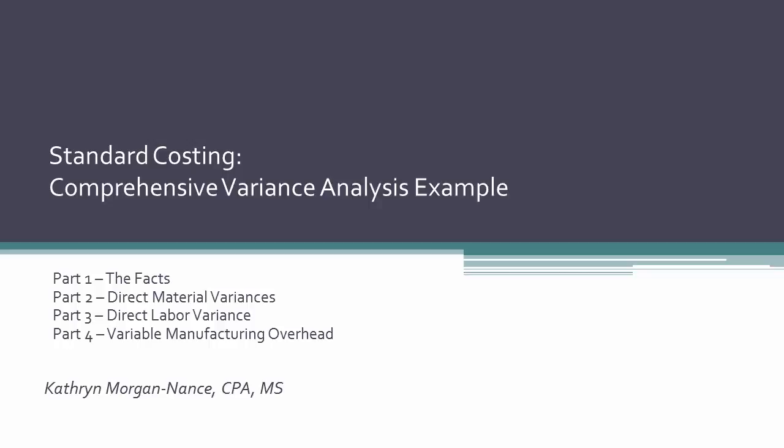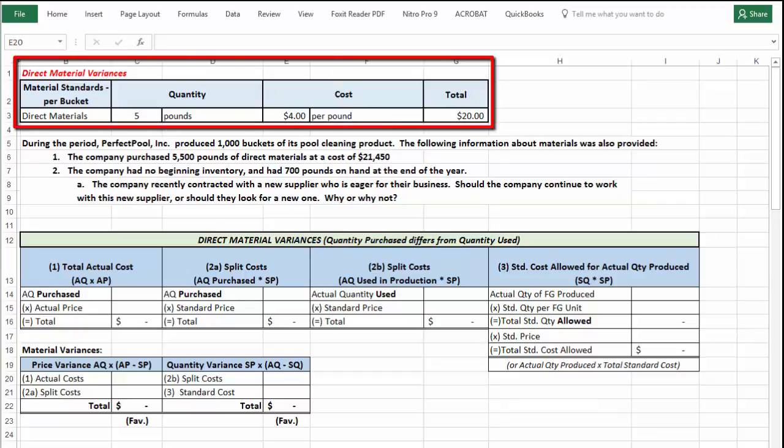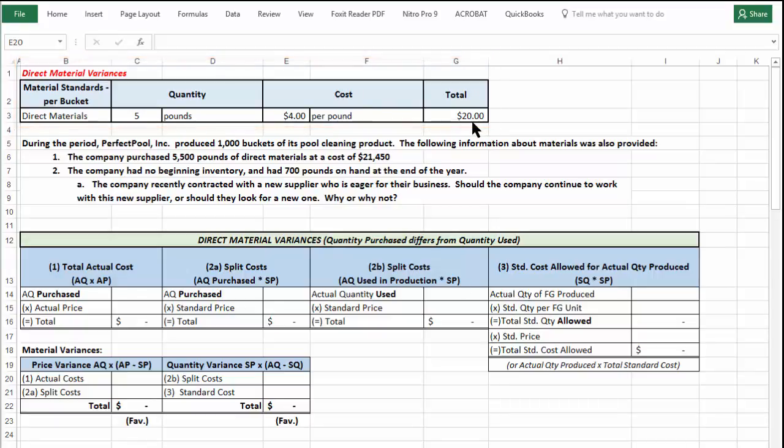The facts for this example were provided in part 1. I've distilled a few of them here for part 2. Pool Perfect's standard costs for materials are illustrated at the top of the screen. They expect, in order to make one bucket, that they will use 5 pounds of direct materials at $4 per pound, for a total of $20 in standard cost for materials.